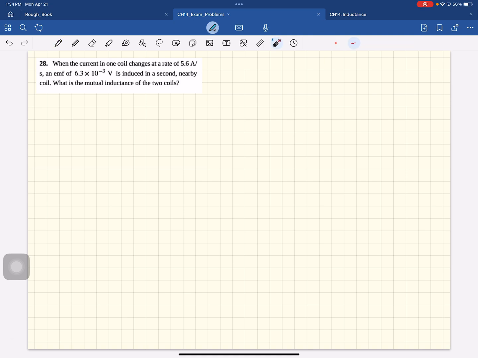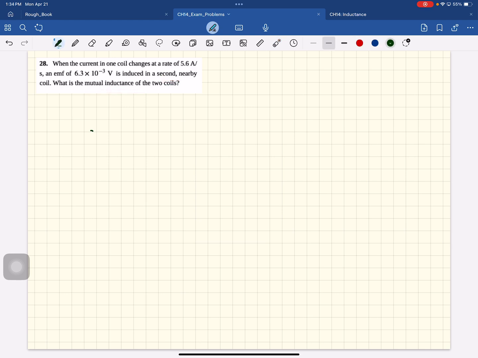All right, this problem says when the current in one coil changes at a rate of 5.6 amps per second, an EMF of 6.3 millivolts is induced in a second nearby coil. What is the mutual inductance of the two coils?